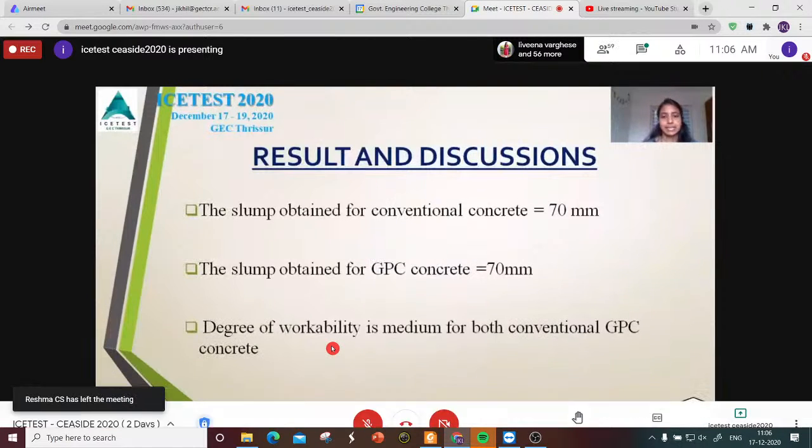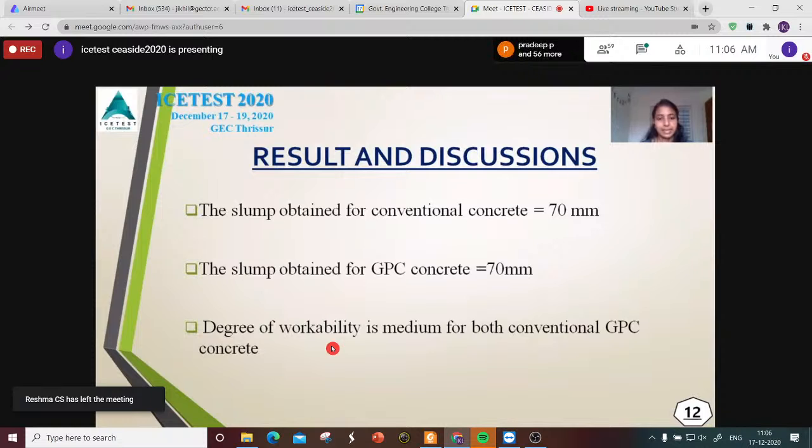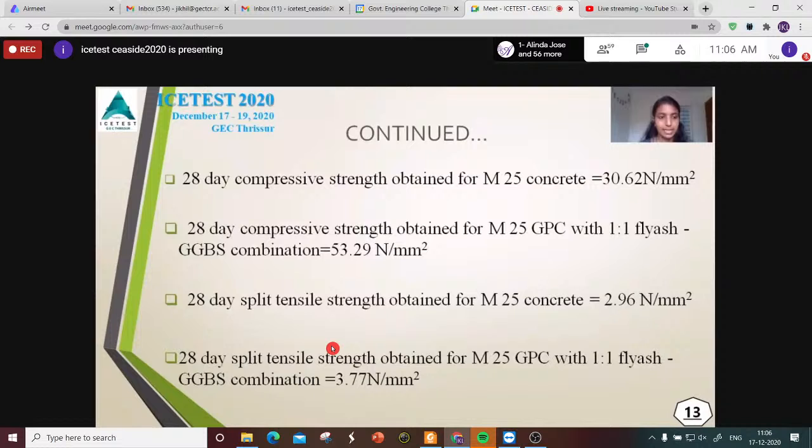And coming to the results and discussion. After conducting the workability test, that is the slump test, we had obtained a slump of 70 mm for both the GPC optimum mix and the conventional M25 mix, thus saying that it is medium workable. And coming to the strength test results, for the 28-day compressive strength test, we had obtained a strength of 30.62 Newton per mm square for the M25 conventional concrete and a value of 53.29 Newton per mm square for the M25 GPC optimum mix, which is very much higher than the other.